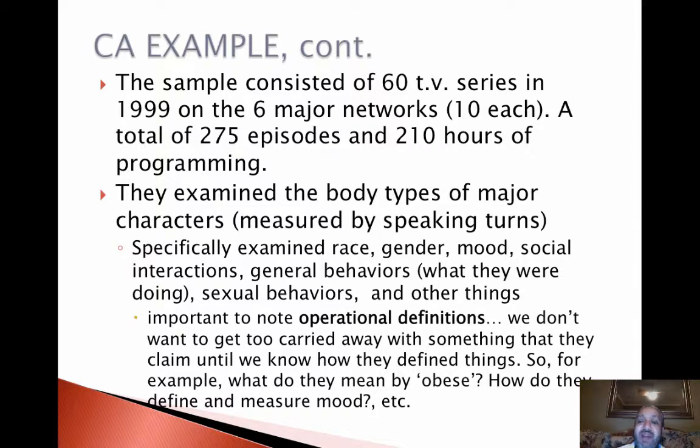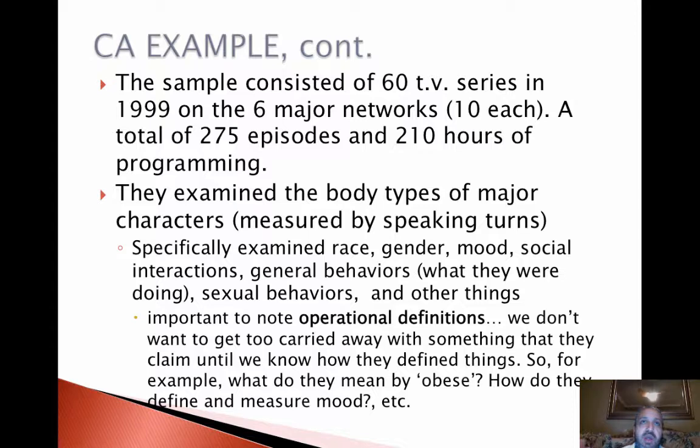And you have to take operational definitions seriously when you're doing research. In other words, how are you going to measure this concept? How are you going to measure obesity? How are you going to define it? I think what they did, it's been a while since I read this study, is they used some medical association where they had cutoffs for certain weights, basically.